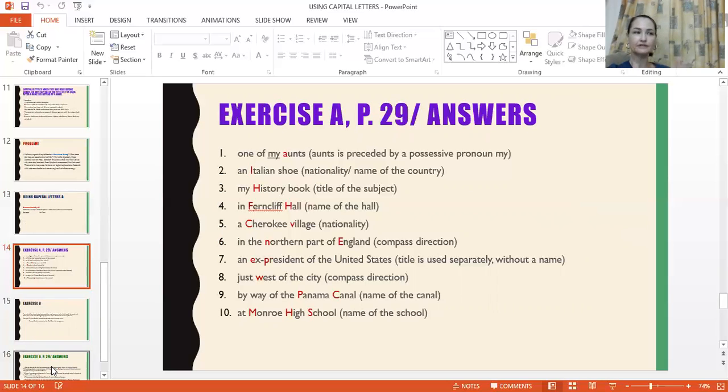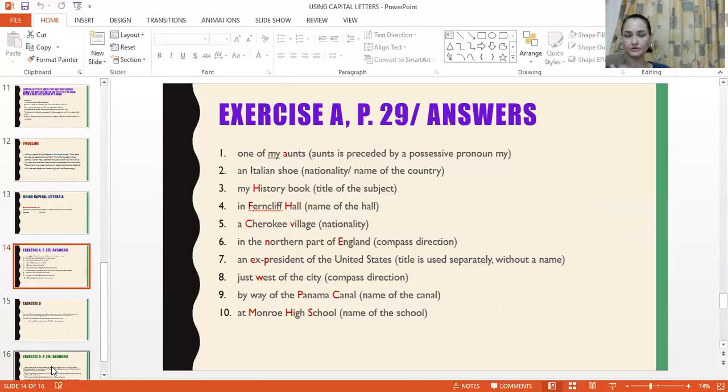But look, number 5 is tricky. A Cherokee village. Cherokee, you might think it's a name. No, it's a nationality. So basically, it's a village, just any village. There were maybe hundreds of Cherokee villages. So it's not the name of this particular village. But what is meant here? That this village was built by the Cherokee tribe, Cherokee Indians, yeah, in America.